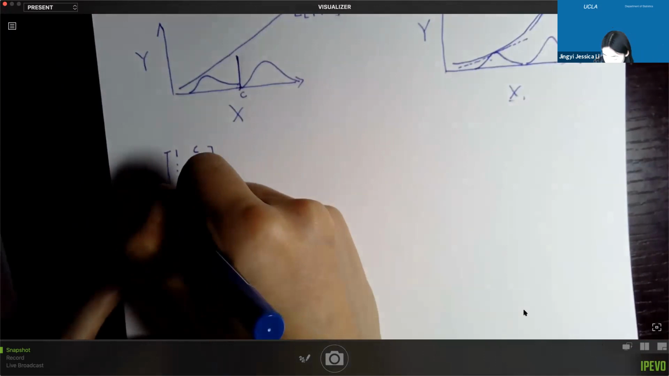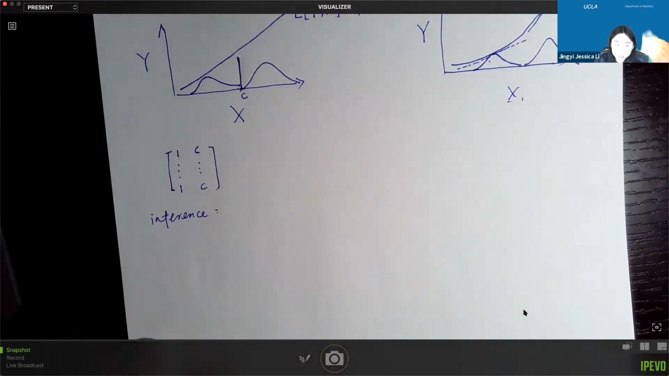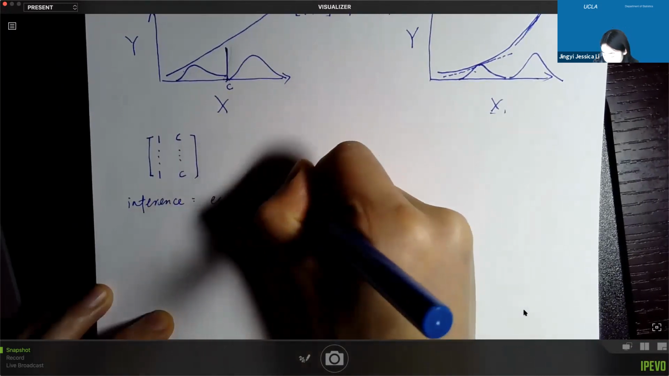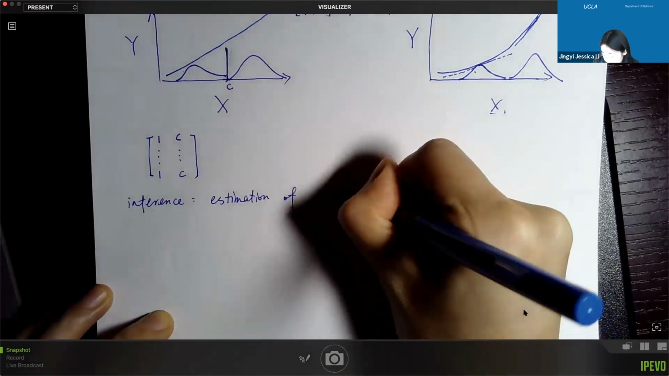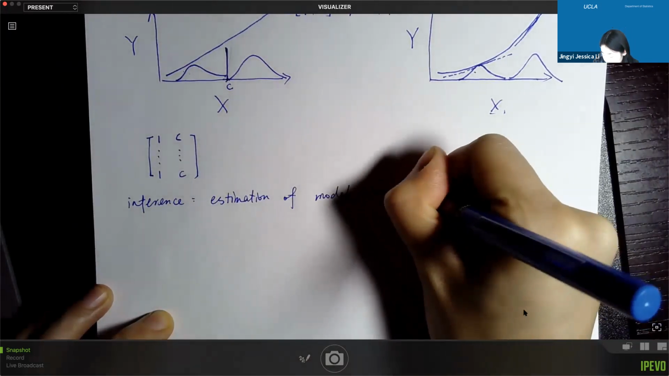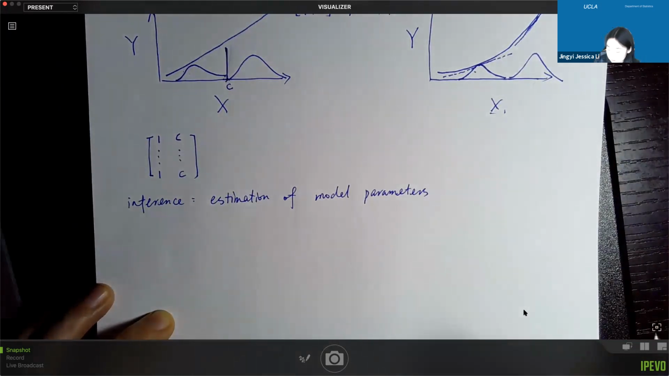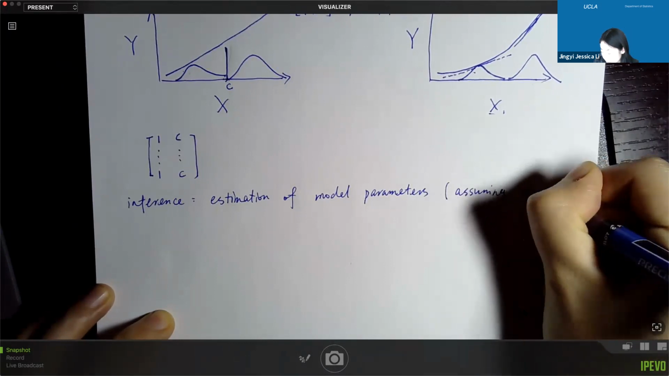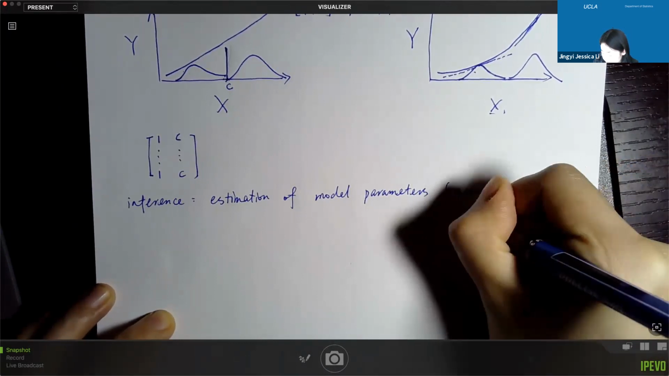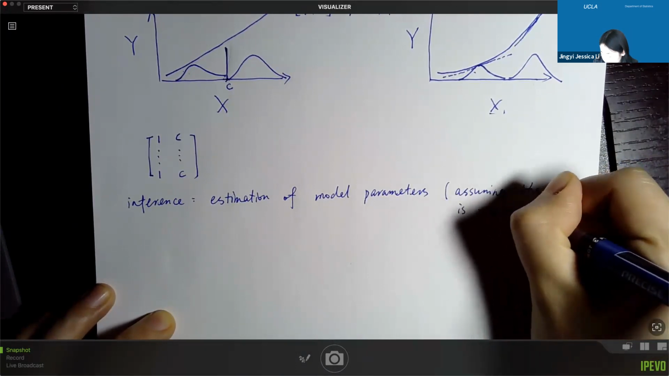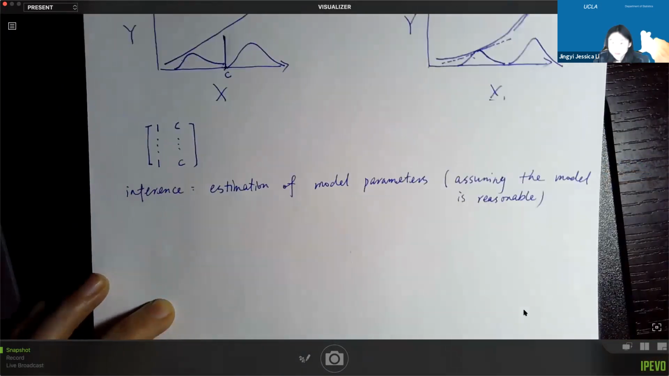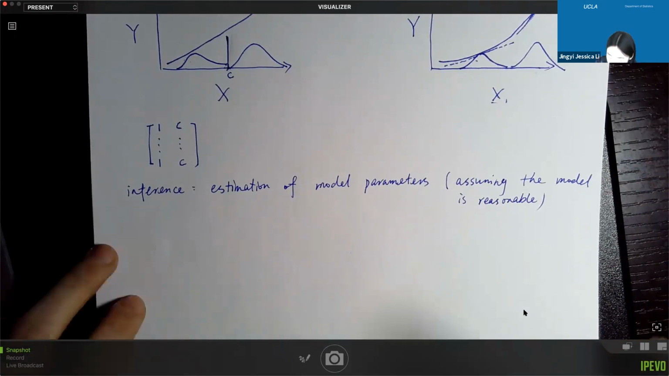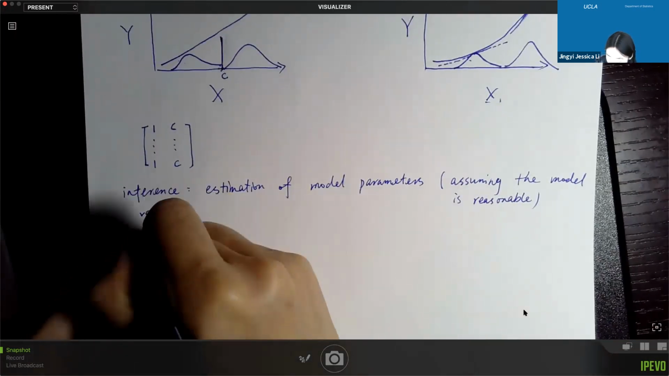So inference is about the estimation of model parameters, by assuming the model is reasonable. And this whole concept of inference is still the core of statistics. It is in slight contrast to what we call prediction.